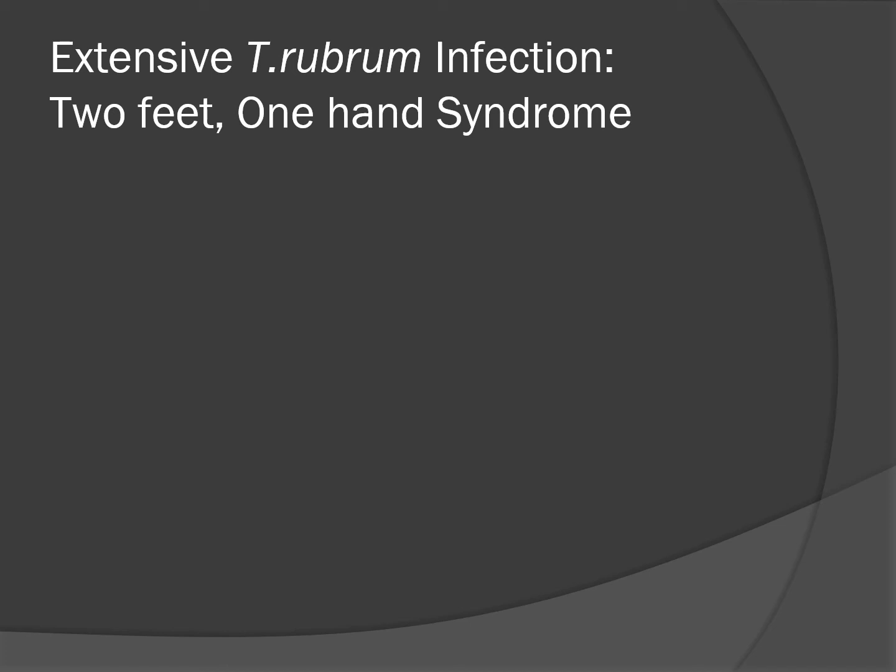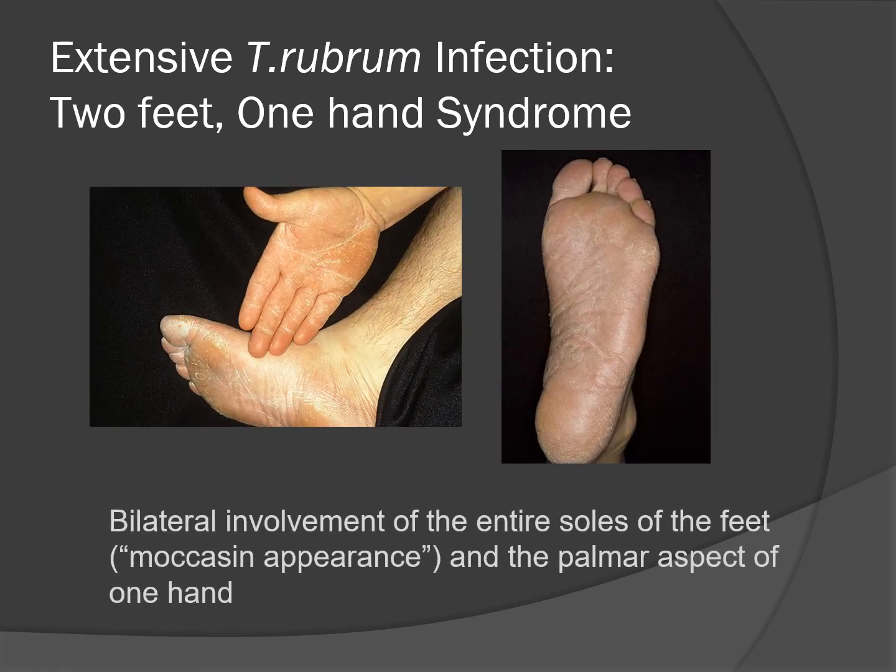In an extensive Trichophyton rubrum infection, you will see bilateral involvement of the entire soles of the feet going up to the sides, giving it a moccasin appearance, as well as the involvement of the palmar aspect of one hand, what we call the 2 feet, 1 hand syndrome. Note that the lesions are very dry and scaly and non-inflammatory.